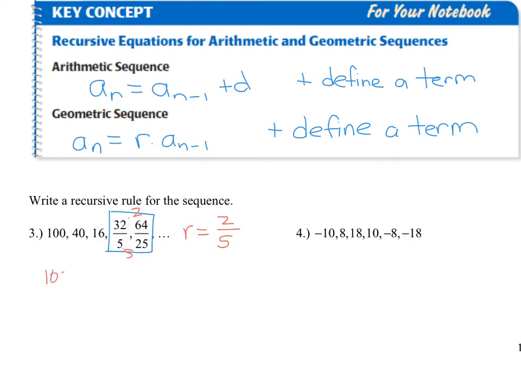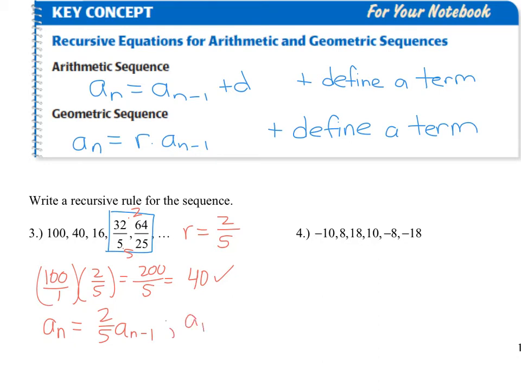And so to check it, if I take 100, which is really 100 over 1, times 2/5, I get 200 divided by 5, which equals 40. So I have the correct common ratio, so my rule, a sub n will equal 2/5 times a sub n minus 1, given that a sub 1 equals 100.